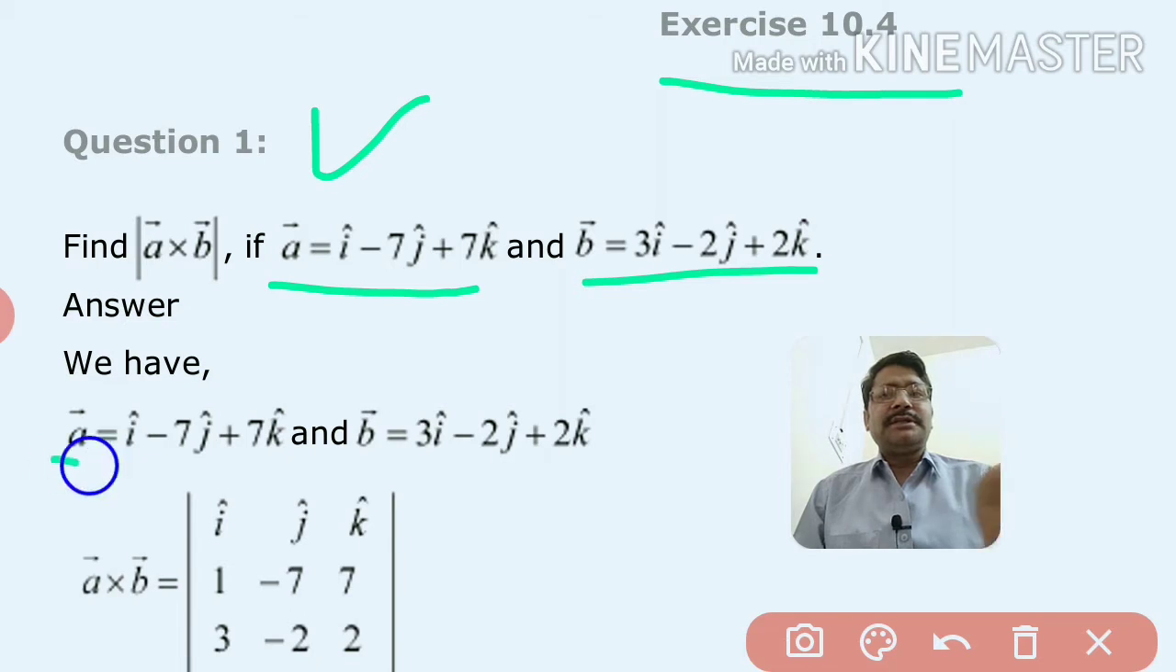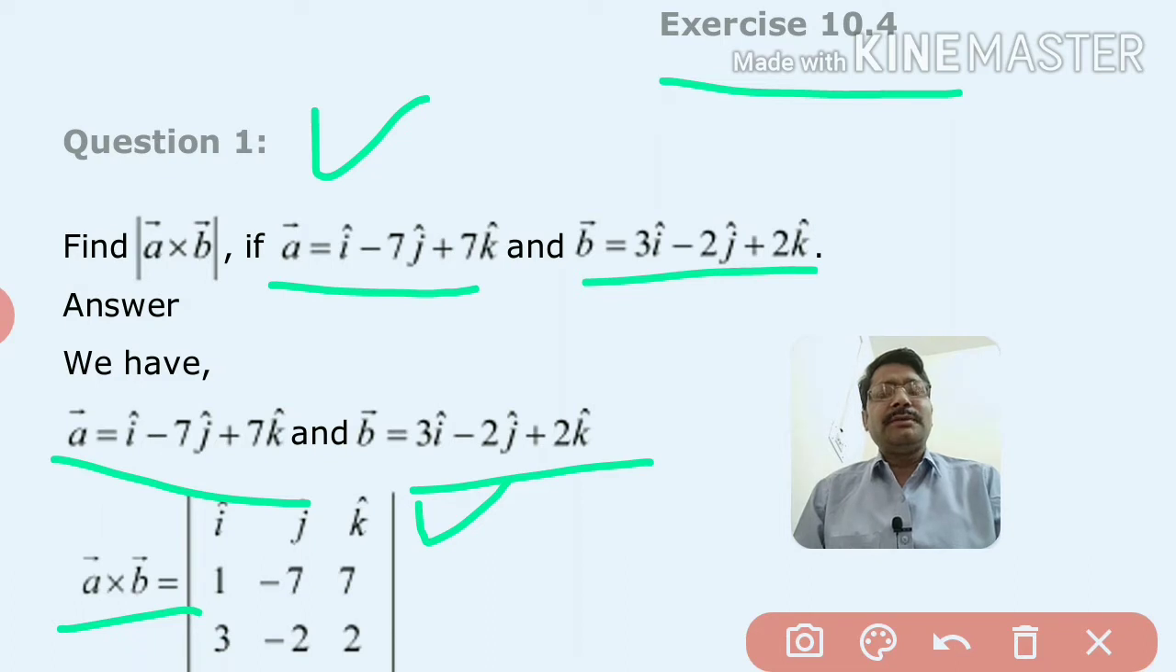Now look here, how to find this we know already. A and B are given to you, A cross B. We have to find: first row will be i j k, second row will be the coefficients of i j k of the A vector, that is 1, minus 7 and plus 7, and the third row will be the coefficients of the B vector, that is 3, minus 2 and plus 2.